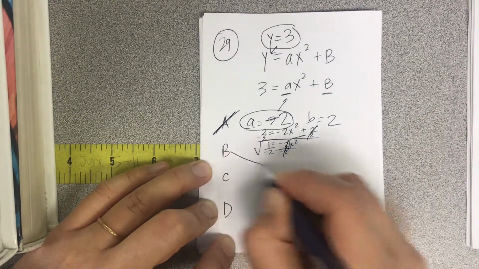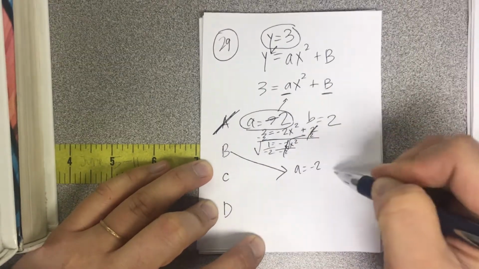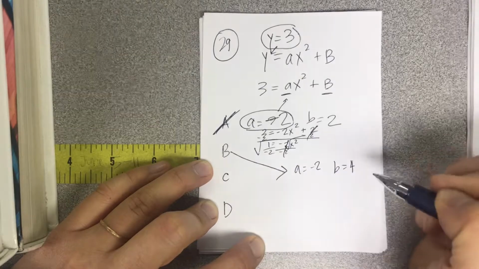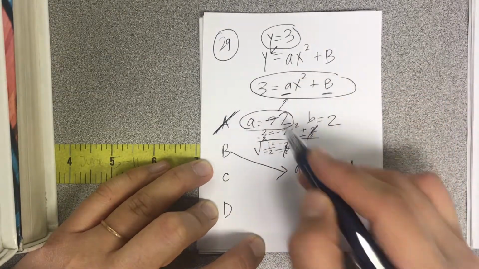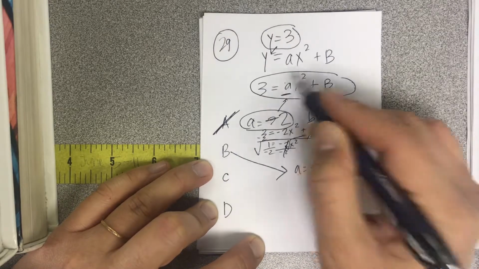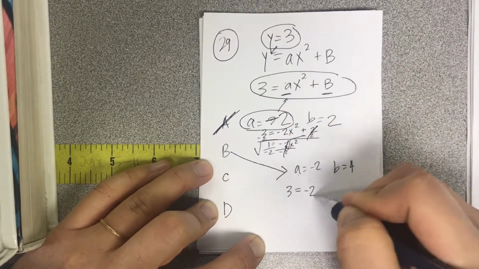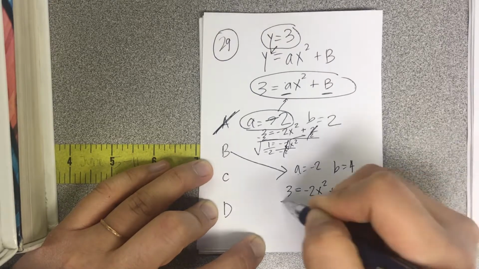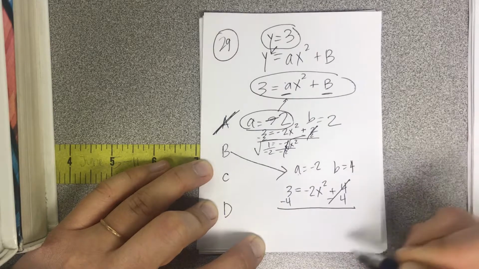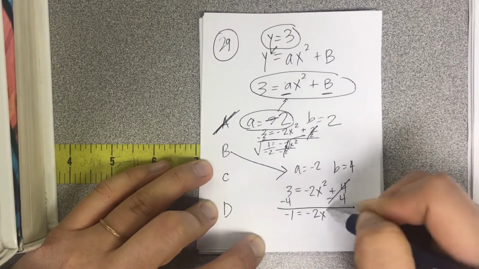Let me just tell you, the same thing is going to happen for c and d. But when you go to b, it says a is -2 and b is +4. So we take this equation, where I just plug all that stuff in, and re-plug these numbers into a and b. So 3 equals -2x squared plus 4. I'm going to subtract 4 from both sides, that crosses out, and this is going to be -1 equals -2x squared.